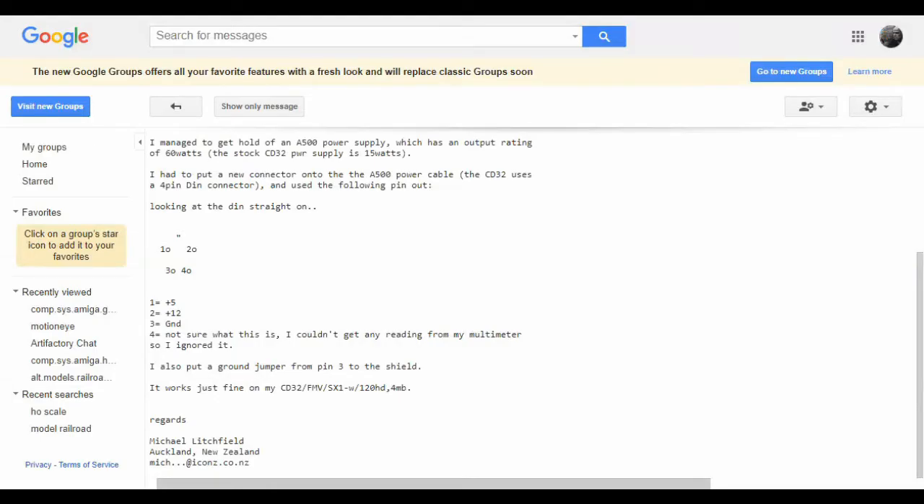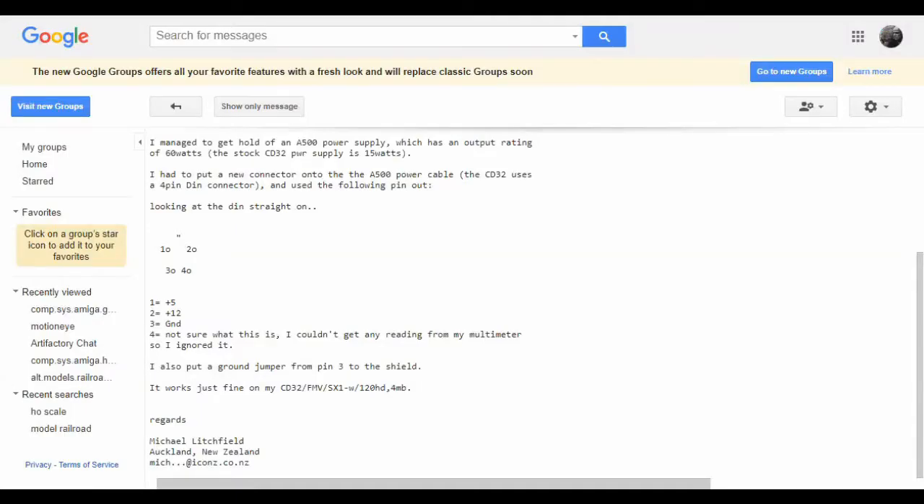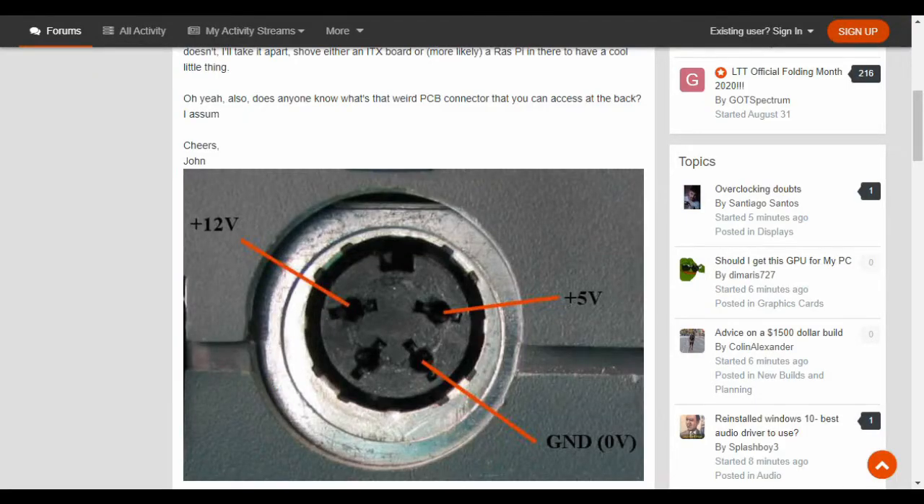So anyway, this is the correct pinout right here, and it does match somebody's drawing. This is the back of the CD32, and this is actually the connector itself. I'm not sure why they went 1, 2, 3, 4. It is usually in a circular pattern. But these two actually match with each other, plus it matches with the power supply that I have.